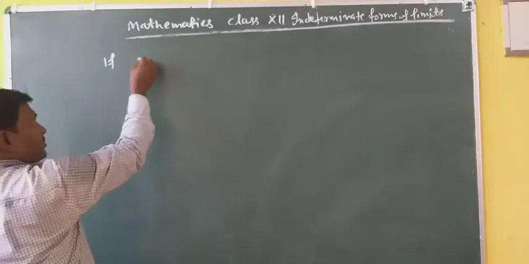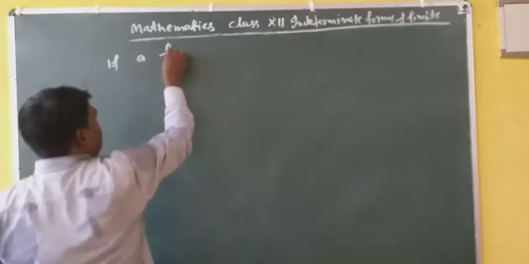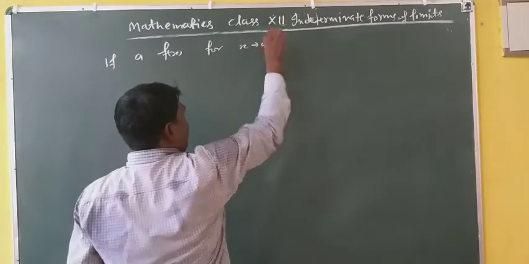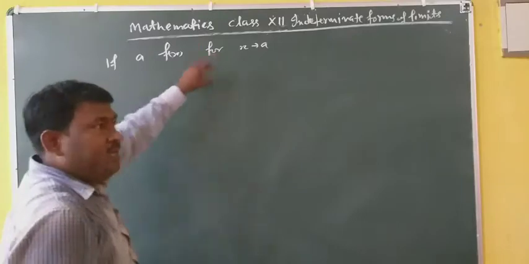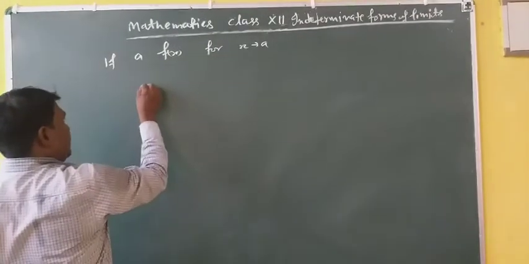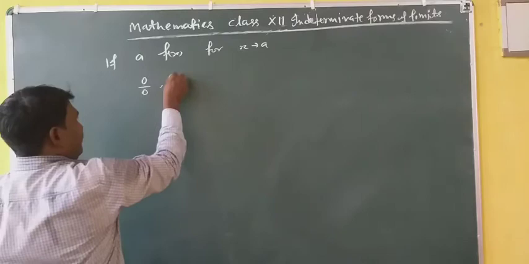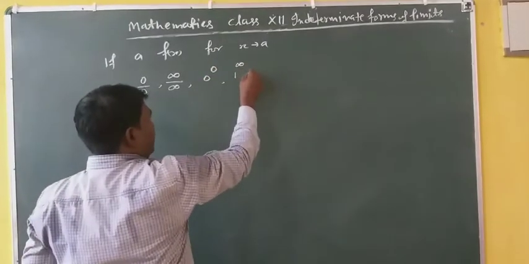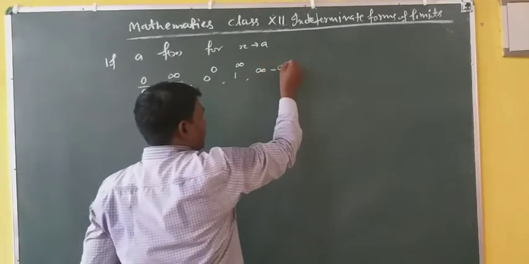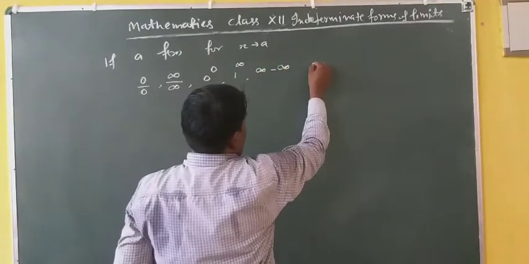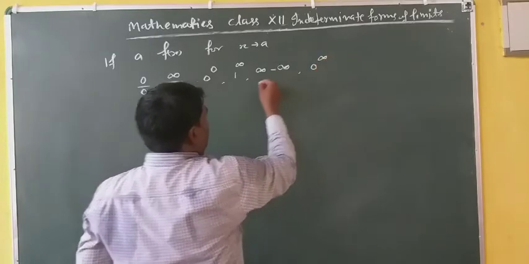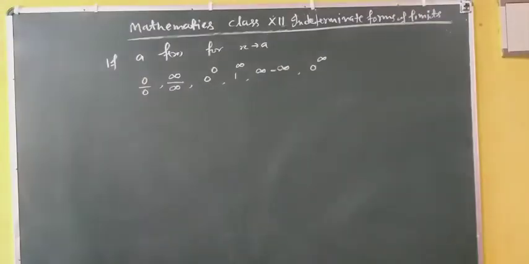So, if a function f(x) for x tends to a is having any one of the forms like 0/0, infinity/infinity, 0 power 0, 1 power infinity, infinity minus infinity, and 0 times infinity, all these forms are said to be indeterminate forms.